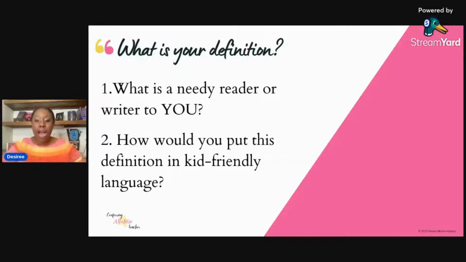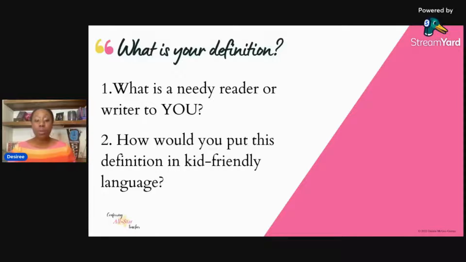I want you to go ahead and pop it in the comments. What is a needy reader or writer to you? And then I want you to write it as if you were just going to tell another adult, whether it be a grade level team member, your literacy coach or instructional coach in your building, a reading specialist, an ESL teacher, or your principal. If you were going to tell another adult what is a needy reader or writer, what would that be? Let us know in the comments.